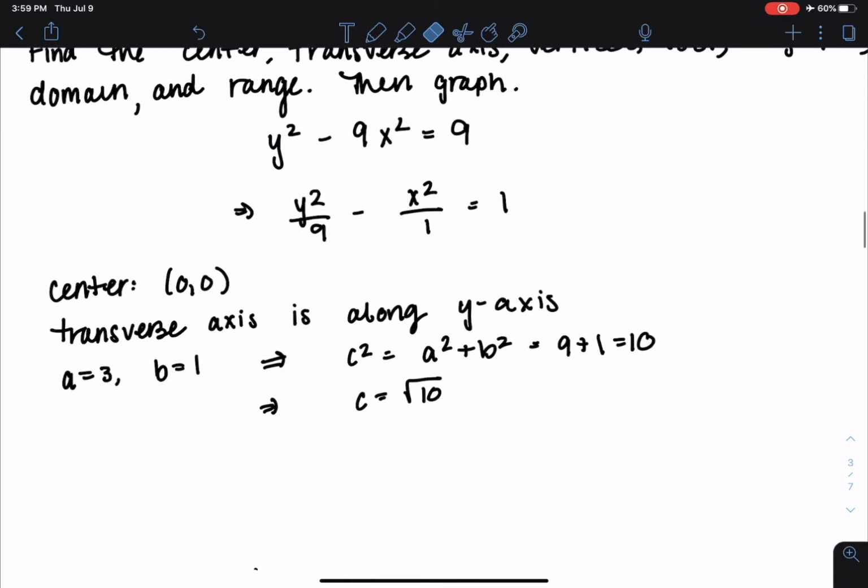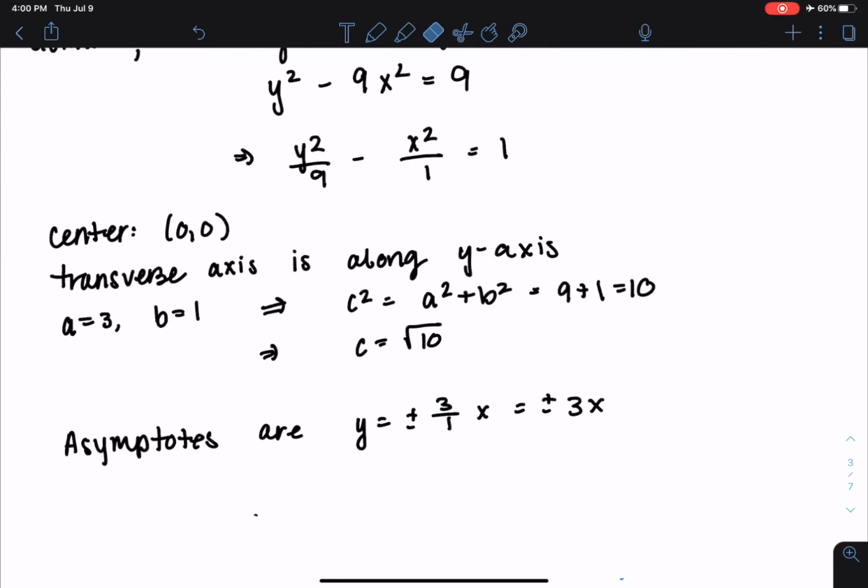And I can also write the equation of my asymptotes right now. So you get y is equal to plus or minus the value underneath y, which is 3, over the value underneath x, which is 1, times x. So you get plus or minus 3x.